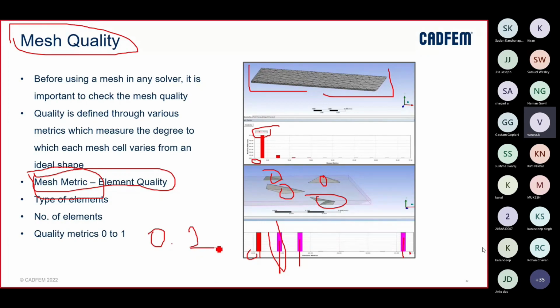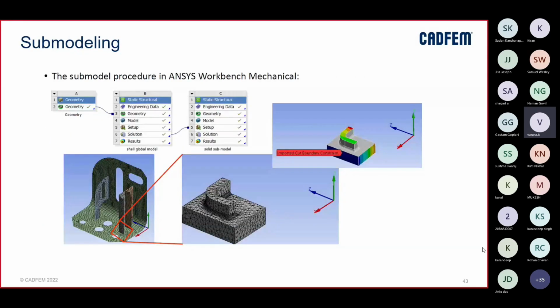Okay, next one is submodeling. This is another kind of meshing technique. When you are doing an analysis, if you go with the element quality I explained in the last slide, the element count may get really high. Then the memory required to solve the problem is really high, and the time required is also high. In those cases, your computer might not be efficient enough to solve those kinds of problems.